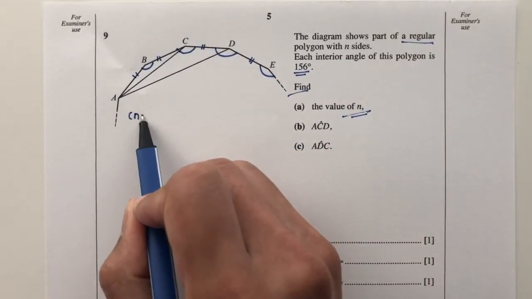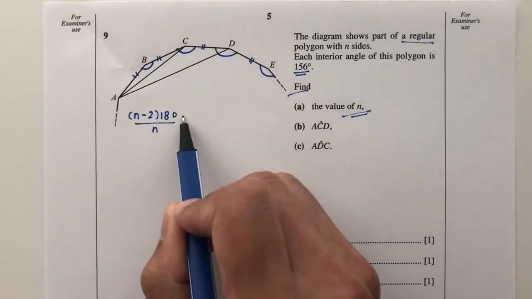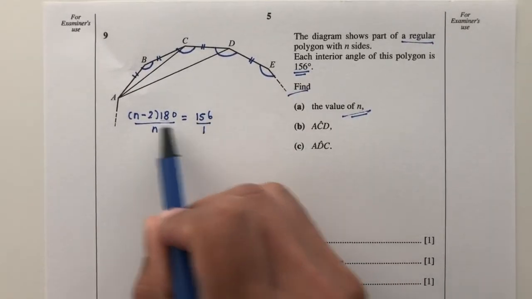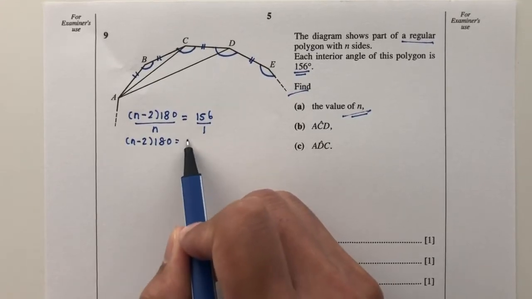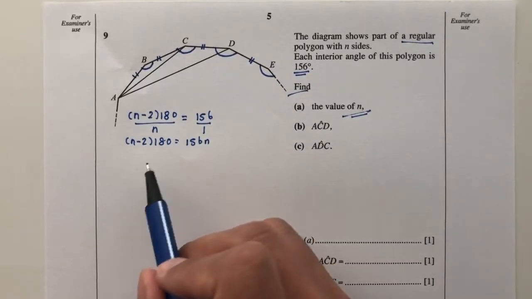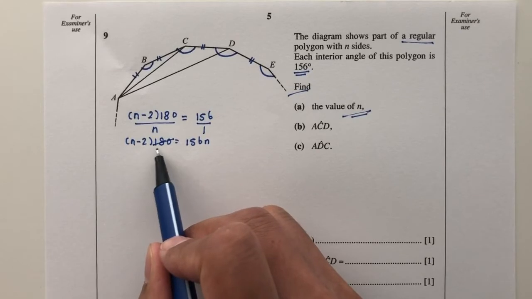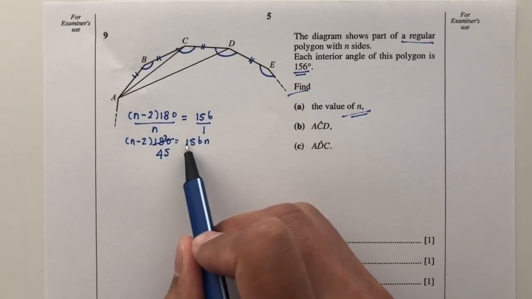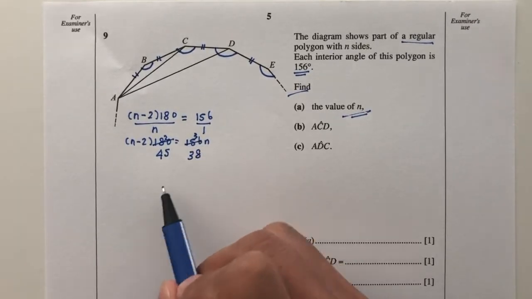So we know that (n minus 2) times 180 divided by n is equal to 156. So now we can cross multiply. You will have (n minus 2) times 180 equal to 156n. Now you can simplify those two. You can divide by 4. You will have 4 times 4 is this. You have 2, 5. 4 will be 3. That will be 3. That will be 8.